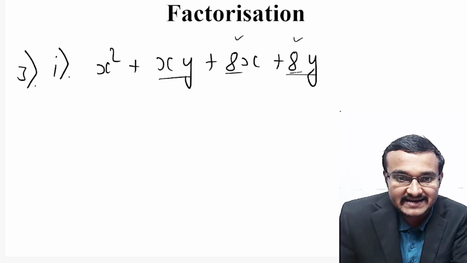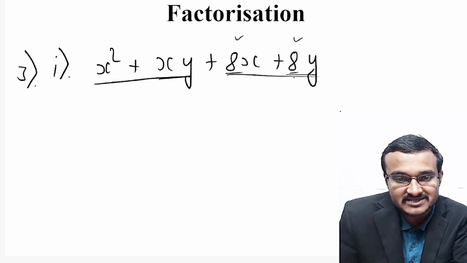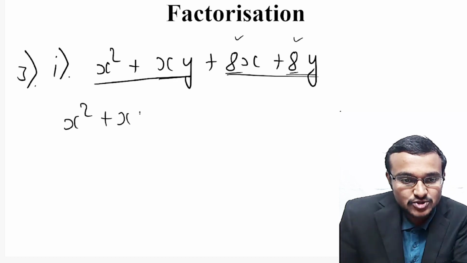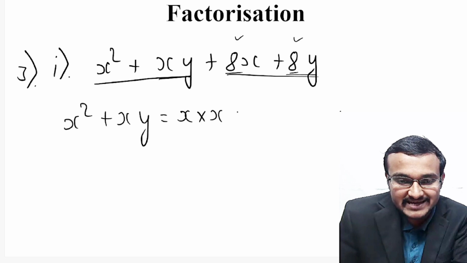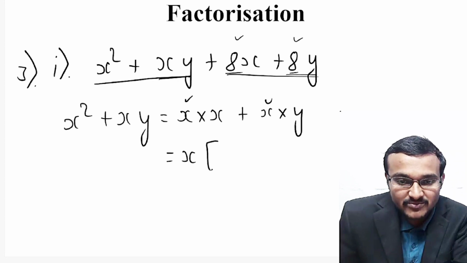Here 8 and 8 are there as common. Here also you can group these two terms itself. So here x square plus xy will be one particular group. In this x square plus xy, you can write it as x into x plus x into y. So here x and x are there as common. You can take x as common. So inside the bracket x plus y will be remaining.